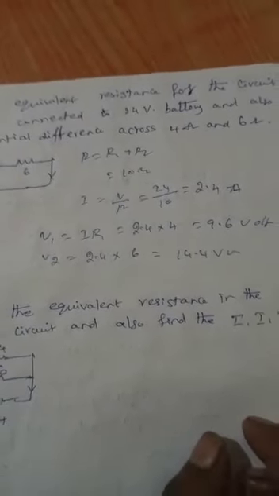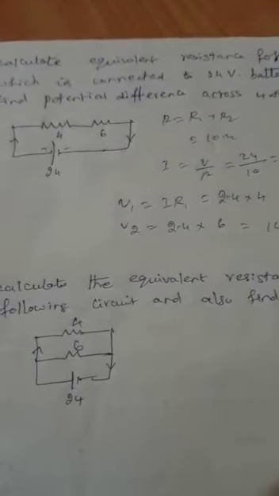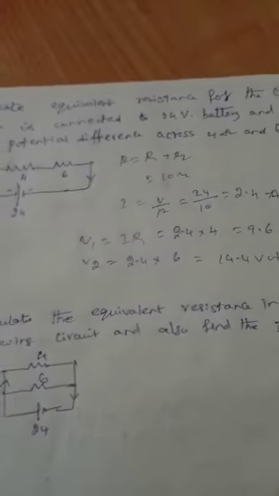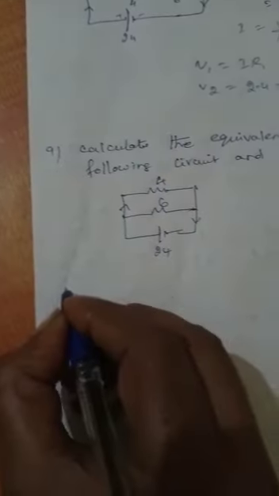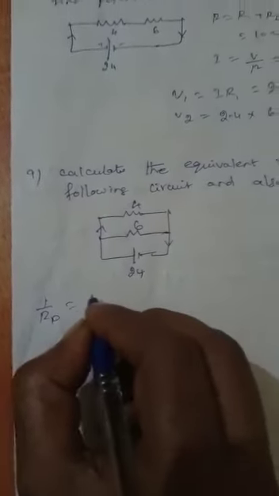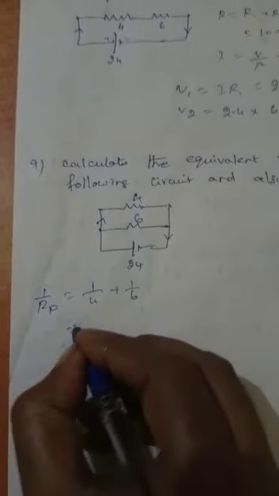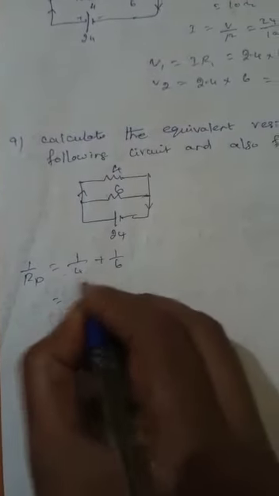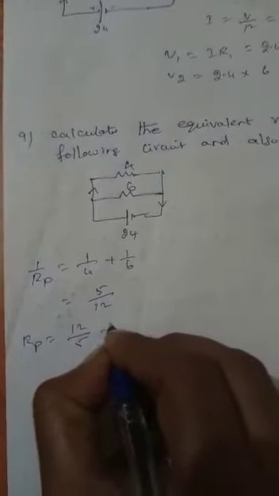This is the voltage across the 4 ohm and 6 ohm resistors. Okay, next one. Calculate the equivalent resistance in the following circuit and also find I1 and I2. Here the two resistors are connected in parallel. In the parallel combination, 1 by RP is 1 by R1 plus 1 by R2. If we substitute, 1 by 4 plus 1 by 6, what do we get? Taking the LCM, we get 5 by 12. So simply RP is equal to 12 by 5 ohm.